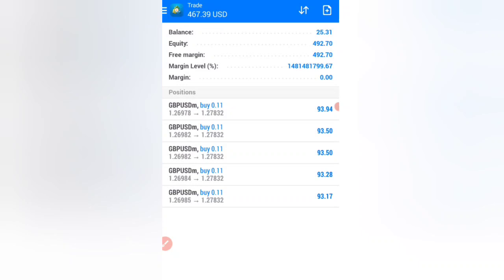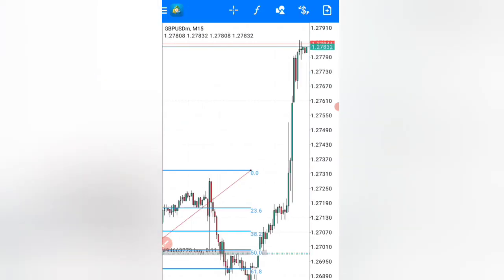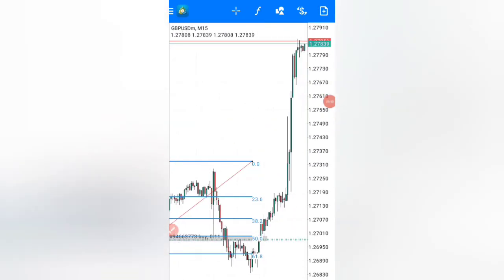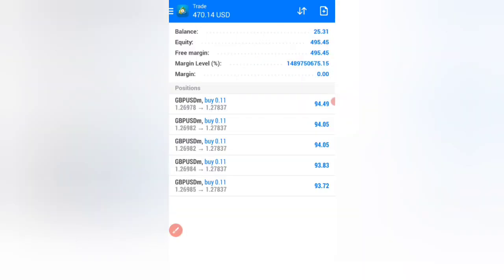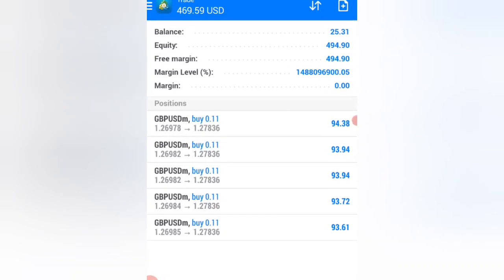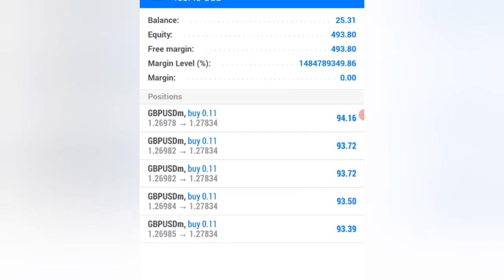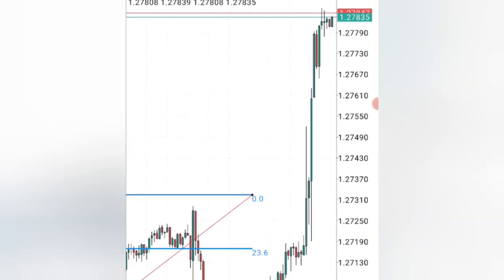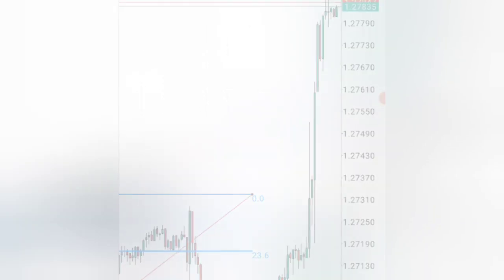Now you can see we are at around $492 to be exact from this trade, and the market is still going up from this entry. But there is something more interesting which happened later, which contributed to us making even more money from this $25 account, and I won't be shocked if this $25 account even turns into $500, $600, or even up to $1,000 because of this exact thing that I'm about to share with you right now.